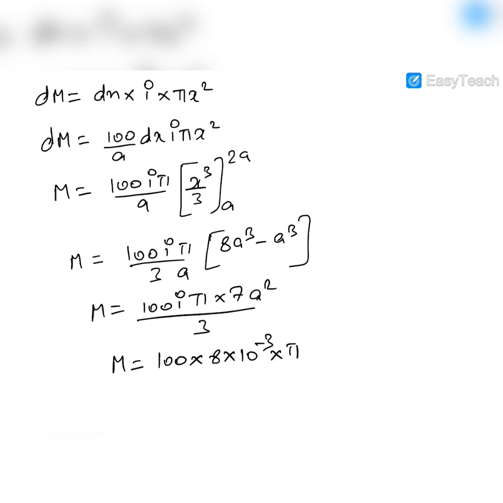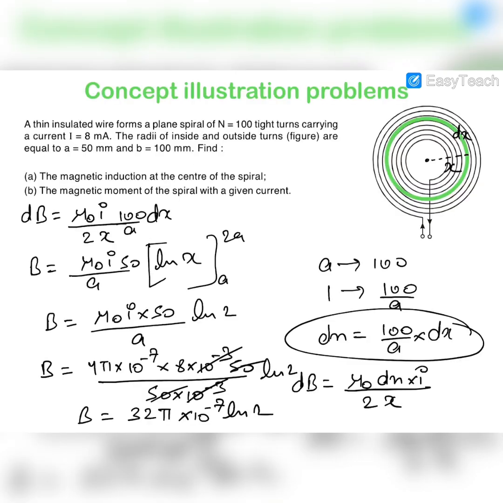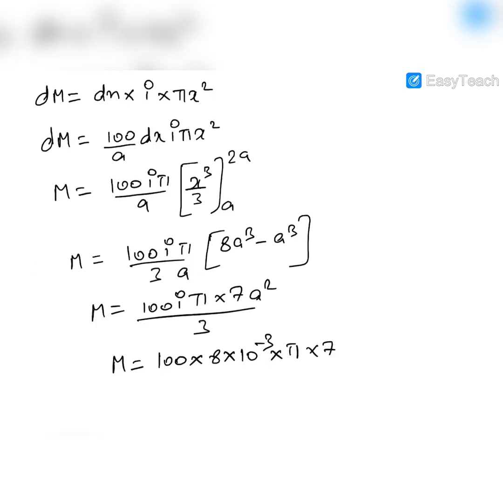Pi is 22 by 7, and this is 7. A square will be equal to 2500 into 10 raised to power minus 6, divided by 3. So we can say that pi is 22 by 7. So this is 100 and this is 100.